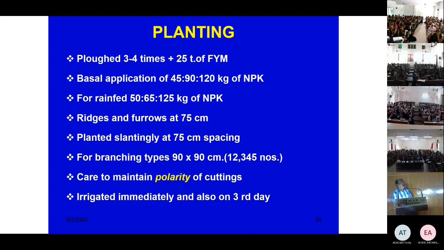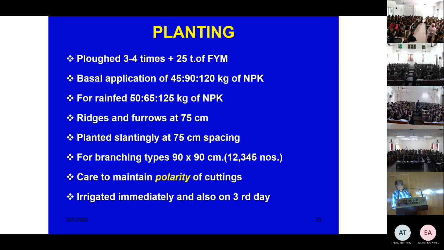Regarding planting, the main field is plowed 3 to 5 times with 25 tons of farmyard manure incorporated. Then a basal application of NPK at the rate of 45, 90 and 120 kg per hectare. For rain-fed crop, 50, 65 and 125 kg of NPK.